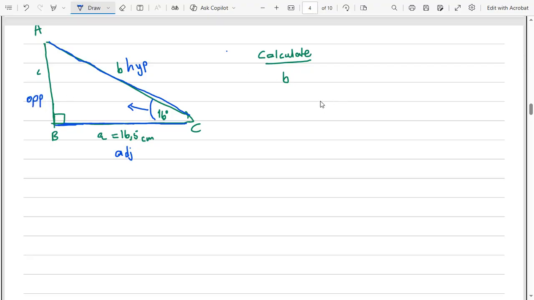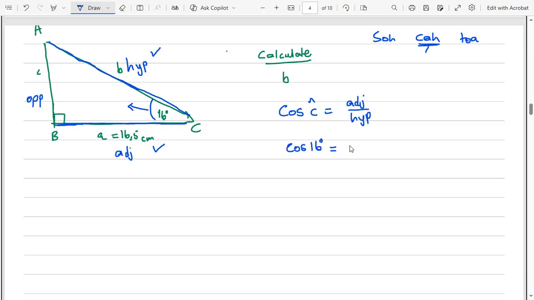Now, what you're going to do, you check according to SOH CAH TOA. From this, we can see that I have the hypotenuse, and I'm looking for this, and I have that. Hypotenuse and adjacent. You're going to choose the one that has hypotenuse and adjacent, which is cos. So to solve for the length of B, we use the cos of angle C, which is adjacent over hypotenuse.